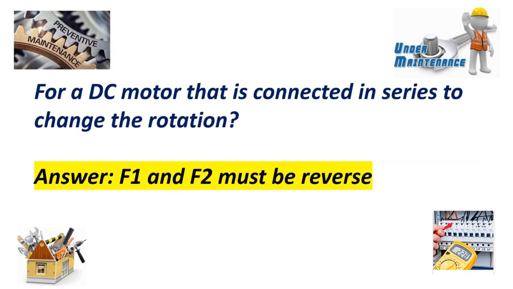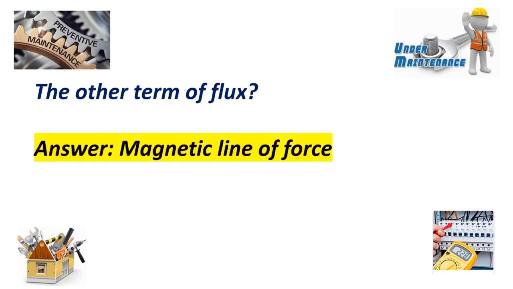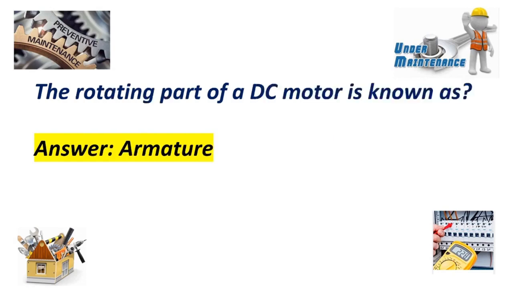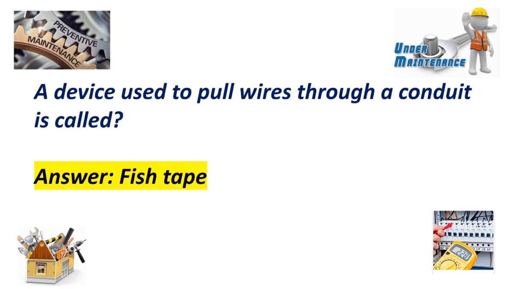For a DC motor that is connected in series, to change the rotation: Answer, F1 and F2 must be reversed. The other term of flux: Answer, magnetic line of force. The rotating part of a DC motor is known as armature. The device used to pull wires through a conduit is called faceplate.